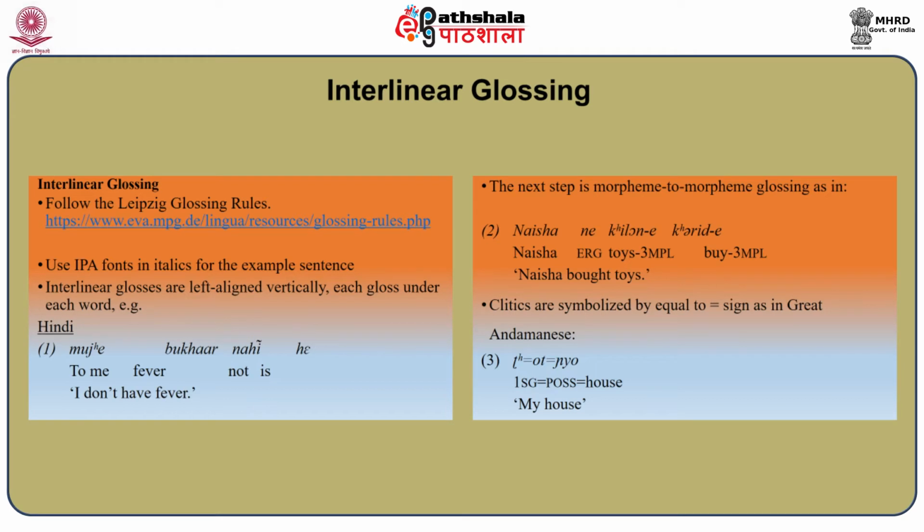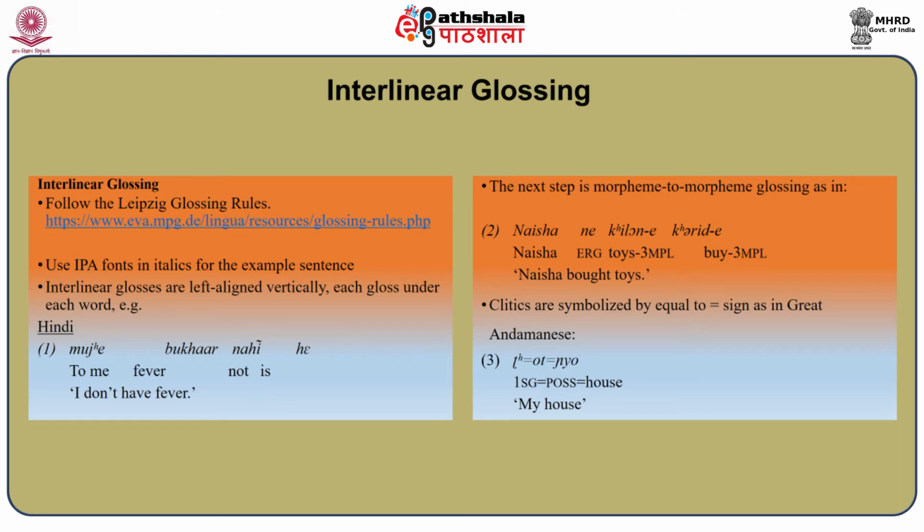Now coming to the interlinear glossing, as I said, you have to download this from the website, but always use the IPA fonts for the first line. In the second line, you can use the English translation or Roman script for the word-to-word translation. But when you come to the morphemic analysis, the morphemic translation, then you have to segregate the morphemes by hyphen or by the other symbols that we have discussed in interlinear glossing.